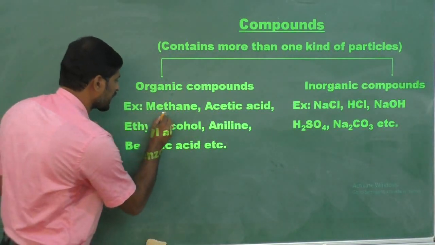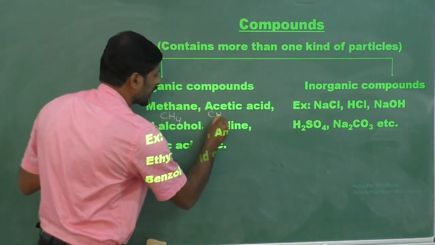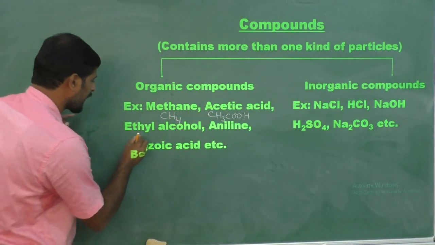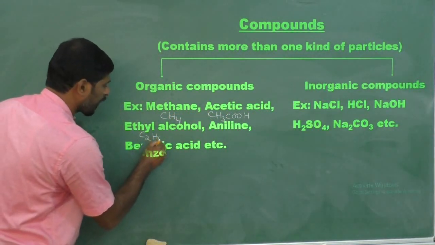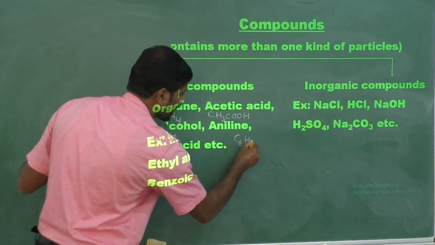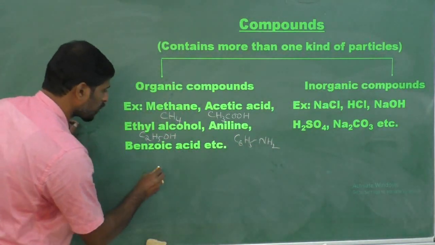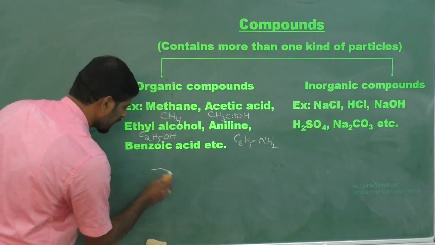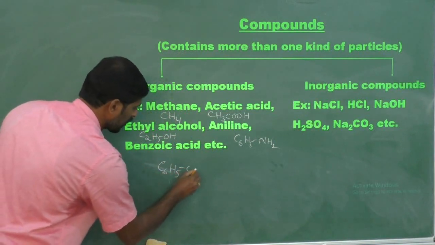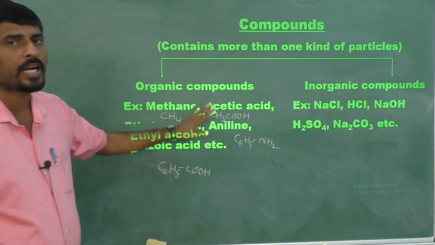Examples are methane, CH4, acetic acid, CH3COOH, ethyl alcohol, C2H5OH, aniline, C6H5NH2, and benzoic acid, C6H5COOH. All these are organic compounds.